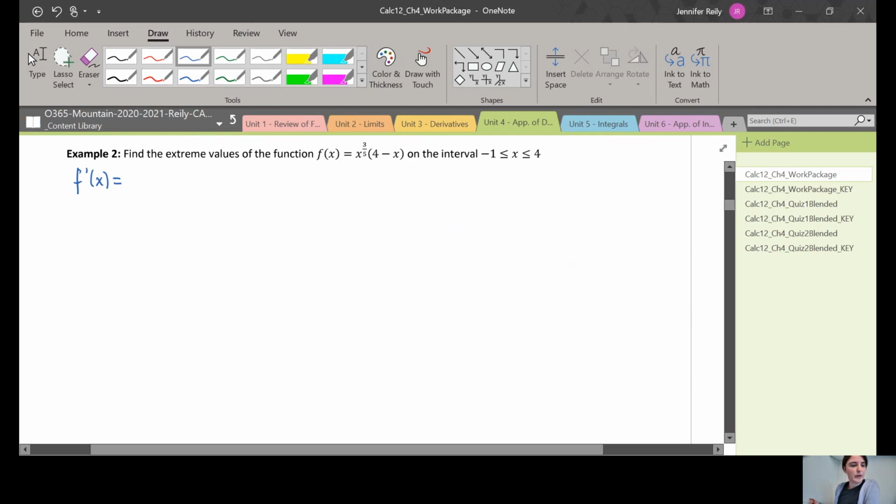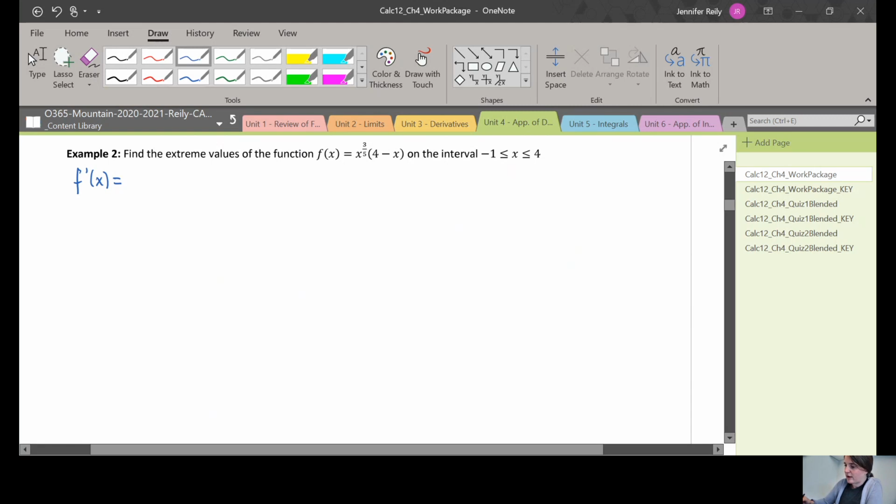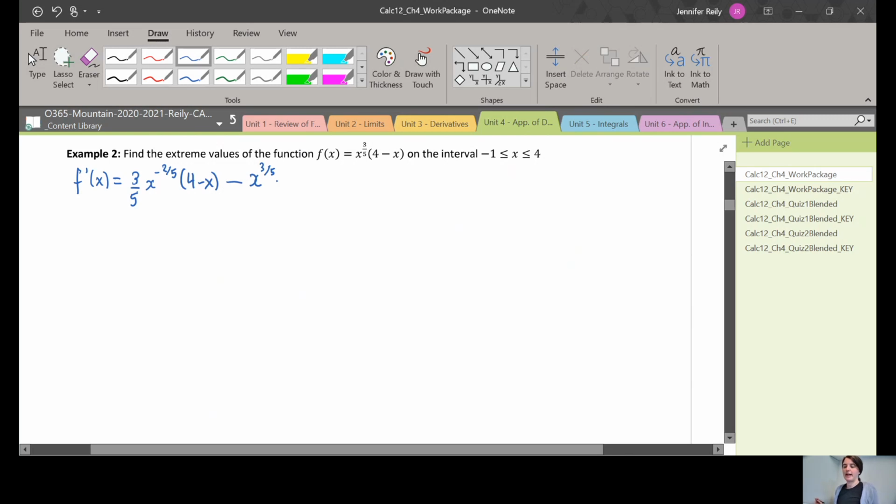It is a product, so I'm going to use the product rule to calculate this derivative. So first I do the derivative of the x to the power of 3 over 5. So this is the power rule. So it's 3 over 5 x to the power of negative 2/5. Let's make sure you can see the 3. Multiplied by the second term, plus x to the power of 3 over 5. And the derivative of 4 minus x is just negative 1. So I'm multiplied by negative 1, or you can just say minus x to the power of 3 over 5.